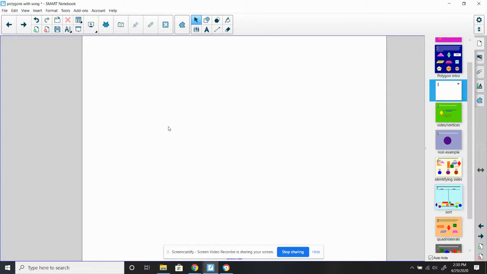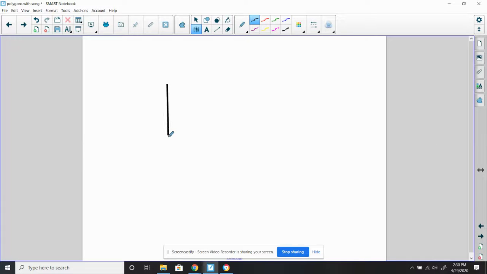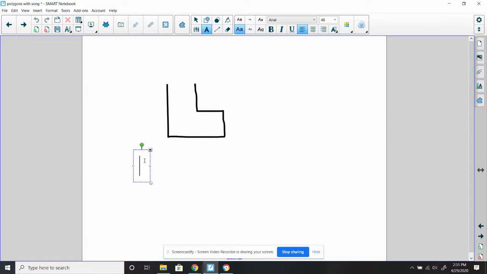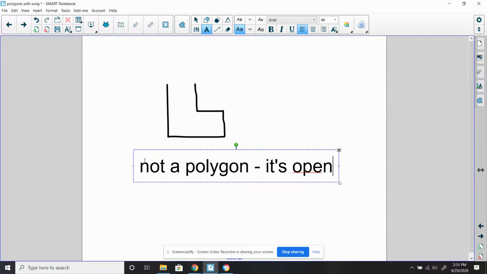if I draw this figure, this is not a polygon because it's open. It's open on this side right here, or there is no side. So that's an open figure. We cannot call it a polygon.